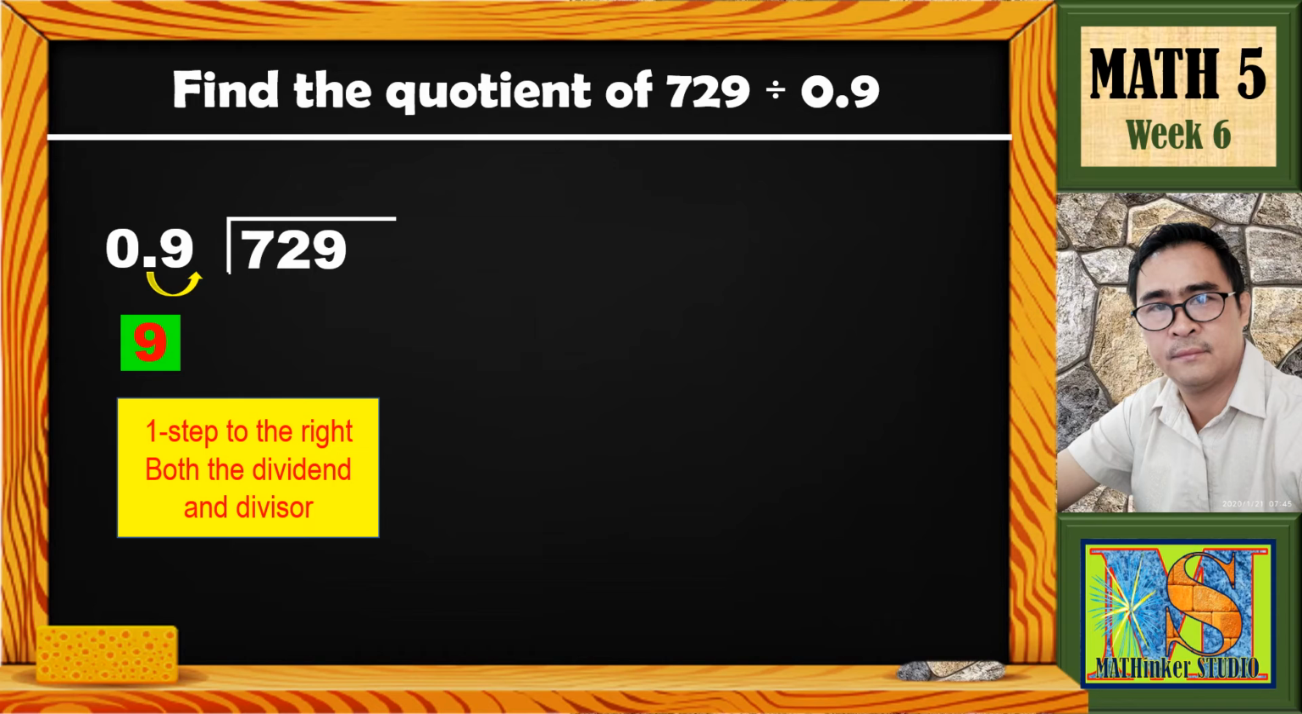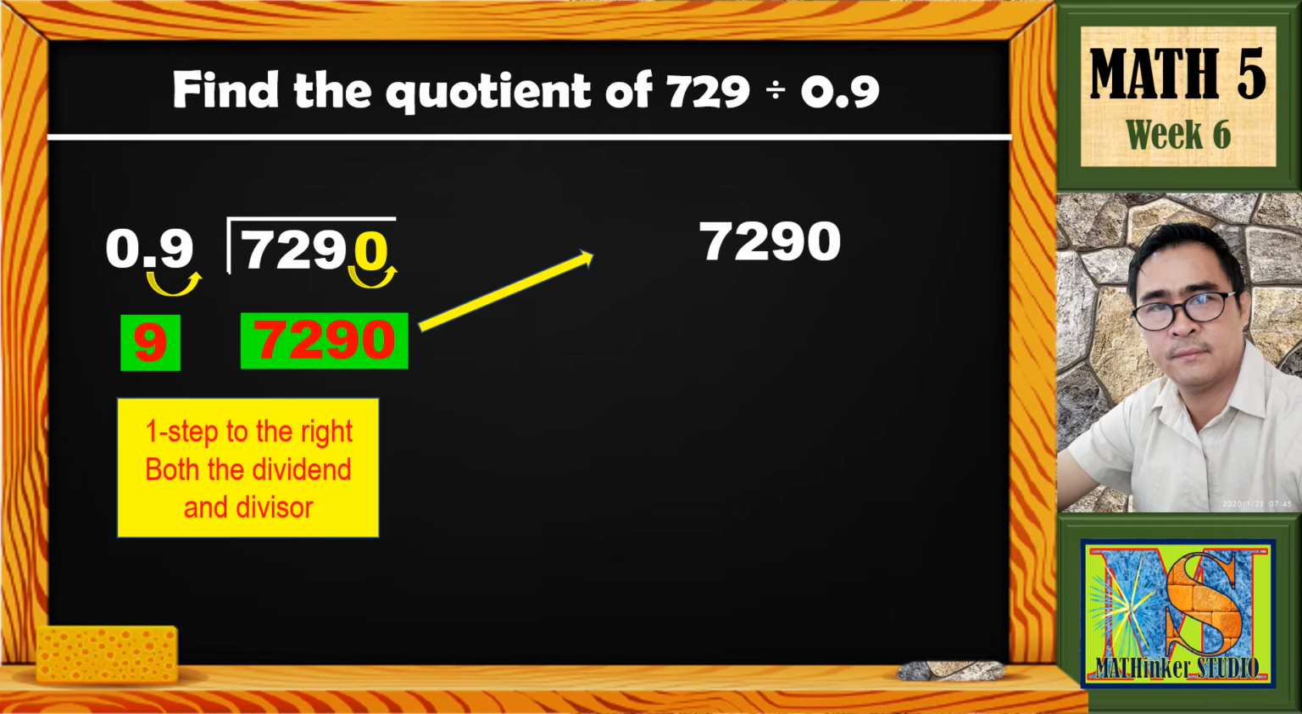Ganun din ang ating whole number. So, ang whole number natin, ang ating decimal point ay automatic nasa dulo siya. I-move natin ito ng isa. Dahil walang number, magdagdag tayo ng 0. Ang ating dividend ngayon ay 7,290. Then, let us divide. 7,290 divided by 9. So, 7 divided by 9 cannot be. So, kunin natin yung dalawa.